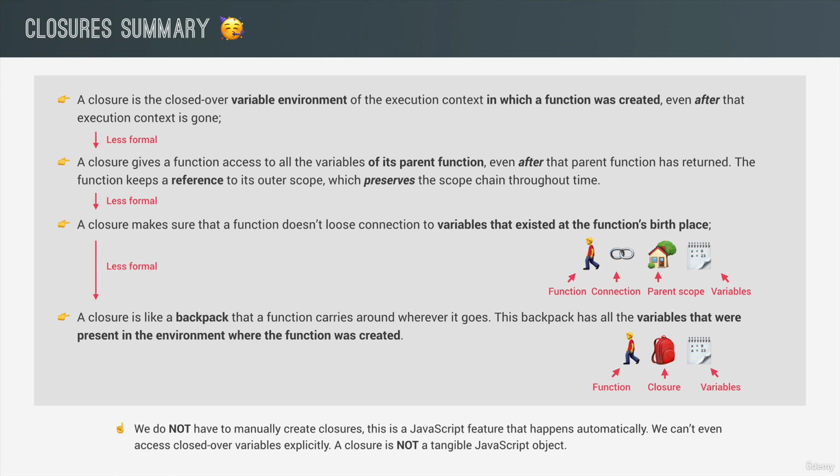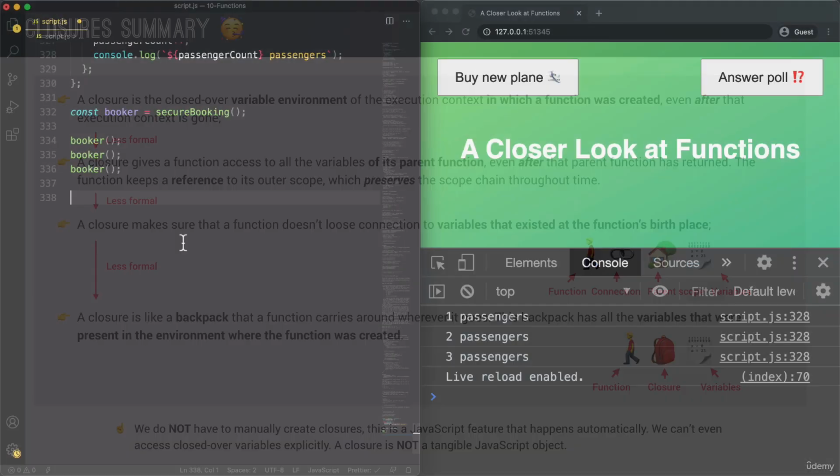So we cannot just reach into a closure and take variables from it. That's impossible, because a closure is just an internal property of a function. We can observe that a closure happens, because functions magically keep having access to variables that should no longer exist, but we cannot directly access these variables. However, what we can do is to take a look at this internal property, so at this backpack, in the console. So let's quickly do that before we finish this lecture.